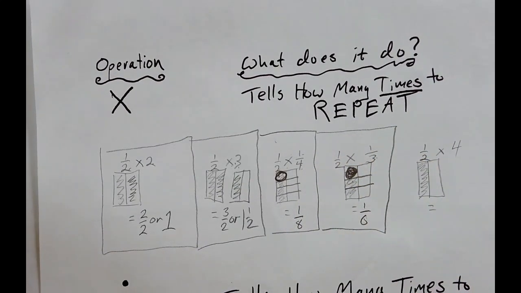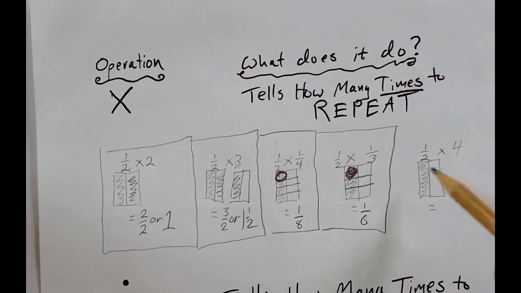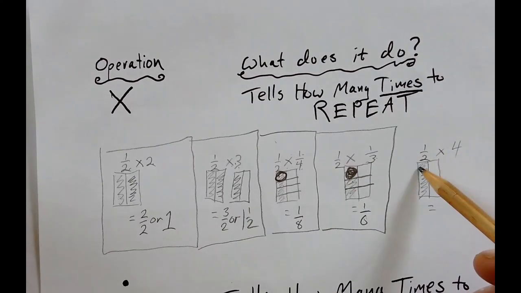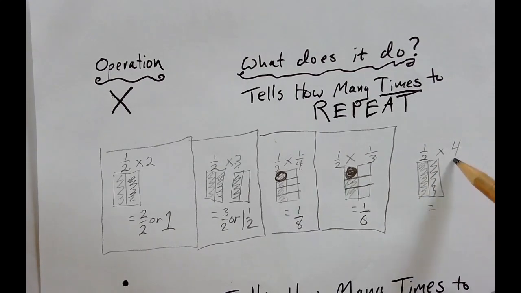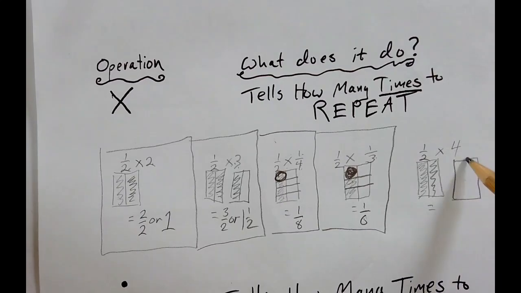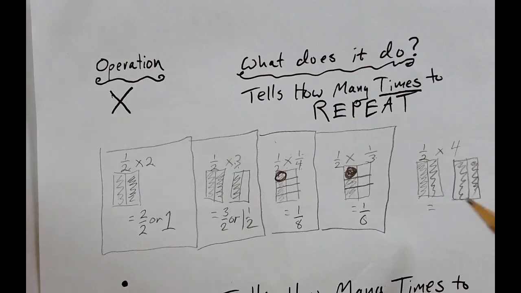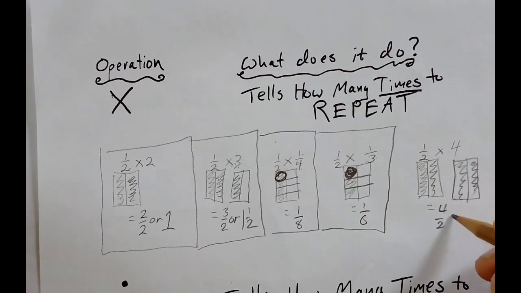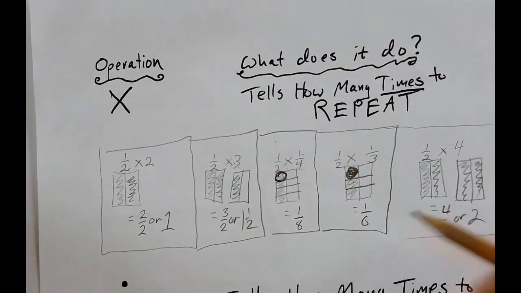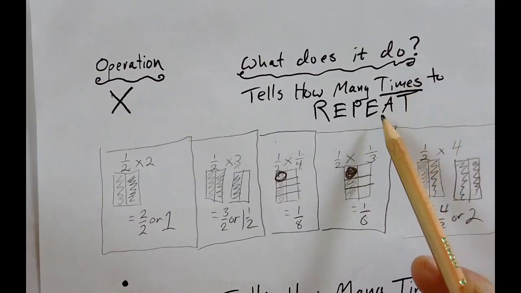Now, let's look at my 1/2 repeated 4 times. There's my 1/2. It's going to be more than 1 time. It's going to get greater. Repeat it 4 times. 1, 2. Here's my new half. 1, 2, 3, 4 times. We have 4 halves, or 1 whole, 2 wholes. So that's multiplication. It tells you how many times you're repeating something.